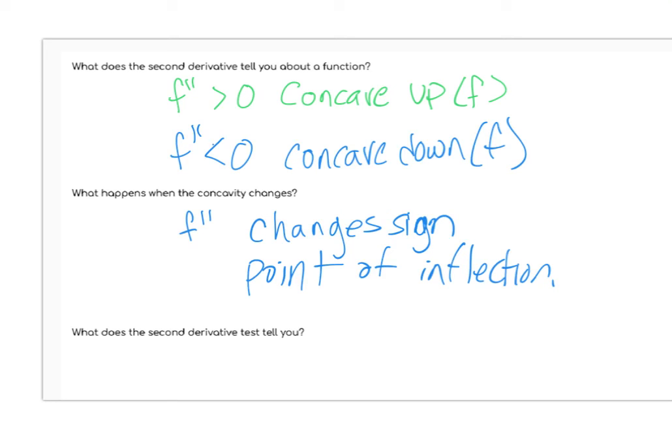And then the last question on this page, what does the second derivative test tell you? It tells you based on the first and second derivative. So when f prime of x is equal to 0, and f double prime is greater than 0, we have a minimum. When f double prime is less than 0, in other words, we're concave down, we have a maximum.